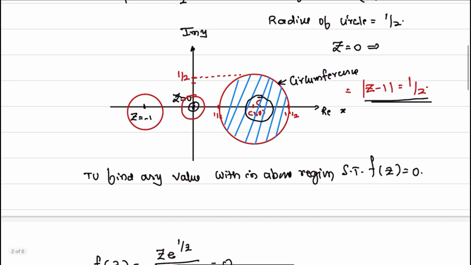Within the region, meaning comes when the singularity is taken in such a way that modulus of that singularity number is less than or equal to the given radius. If it is strictly equal to the radius, it should be lying on the circumference of the circle. That you please make a note of.